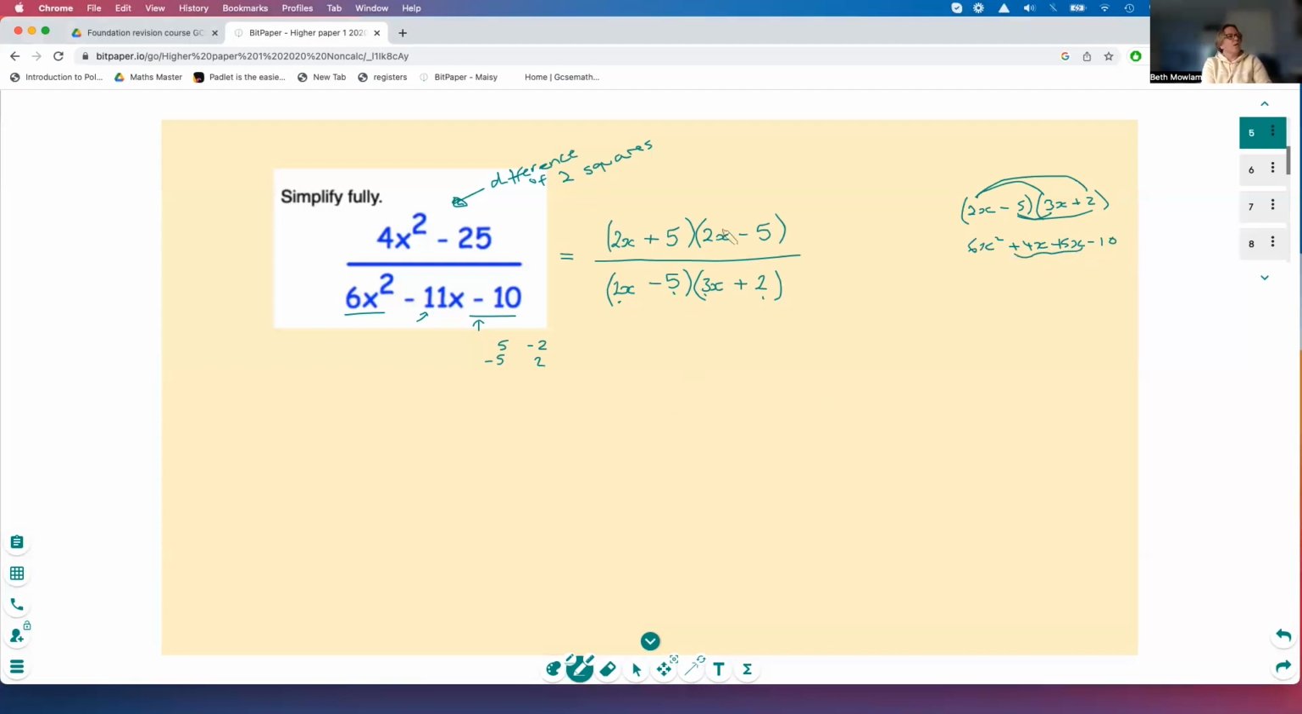Good. And then if we look at our thing, we have got 2 factors the same. So that one is going to cancel with that one, which means our simplified fraction is 2x plus 5 over 3x plus 2. And that's it, magic.